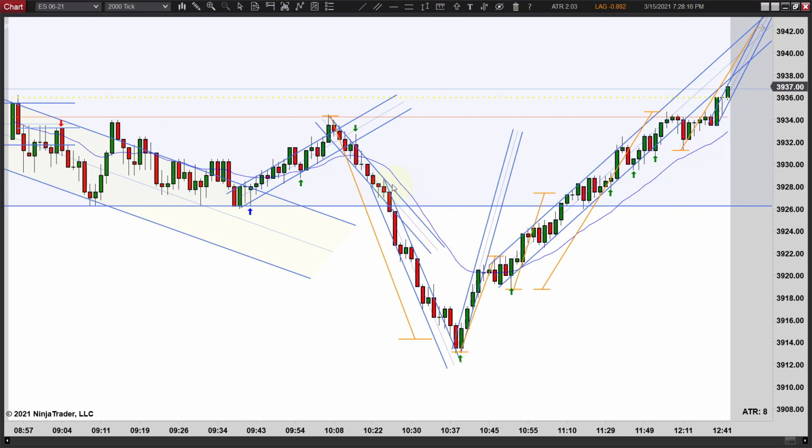EMA is like a magnet. When prices get away from it, they snap back. It pulls them back. It draws them back like a magnet does. And when prices approach it, it acts like a magnet and repels it. So this time it pushed through and it got repelled off the low side and a new trend started.